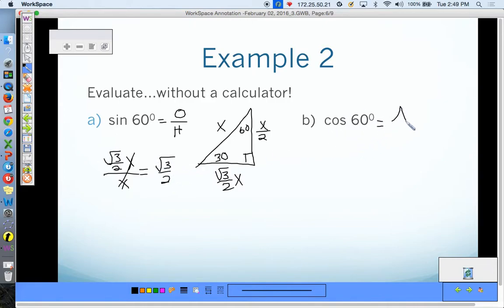Cosine, a over h. So cosine, we have x over 2 over x. So this is another one where we can multiply by the reciprocal times 1 over x. So we end up with 1/2.